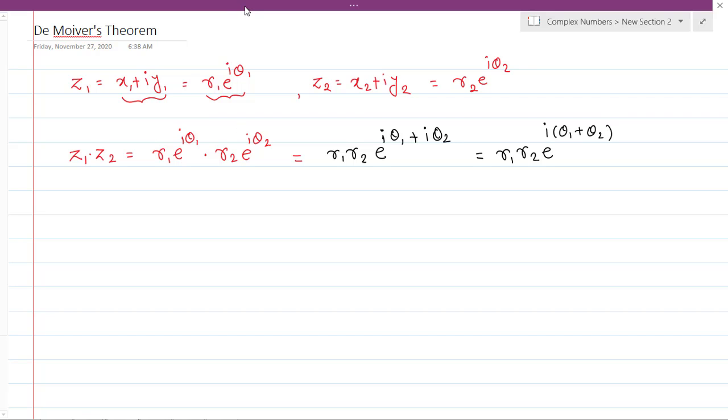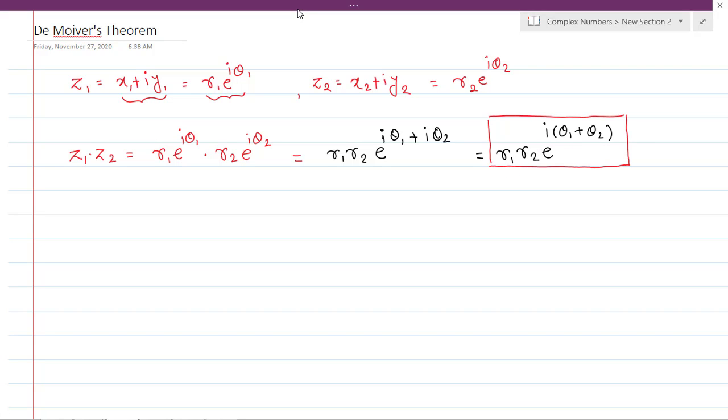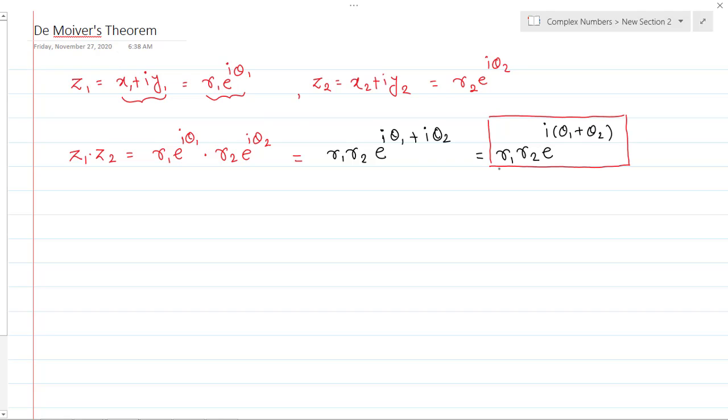So this is nothing but the multiplication of two complex numbers. If the two complex numbers are in exponential form, then in their multiplication their amplitude or magnitude gets multiplied. See, r1 and r2, their magnitudes, are getting multiplied and their arguments are getting added. So here we have the multiplication and here we have the addition.